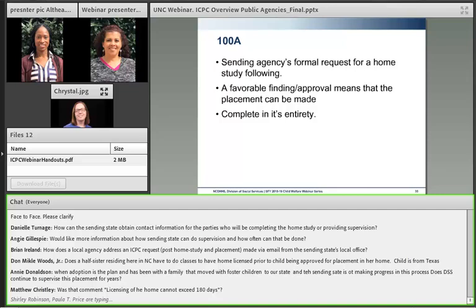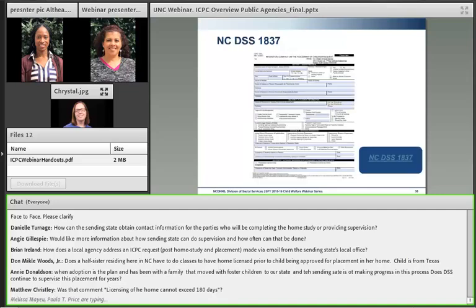So the 100A form is the sending agency's formal written request to the receiving state of its intentions to make an interstate placement, for a finding to determine if the placement is in the best interest of the child. So the approval in the 100A indicates that a placement can be made. Whenever you're completing the 100A, you want to make sure that you complete it in its entirety. So this next slide takes a look at the DSS 1837, which is our 100A form.